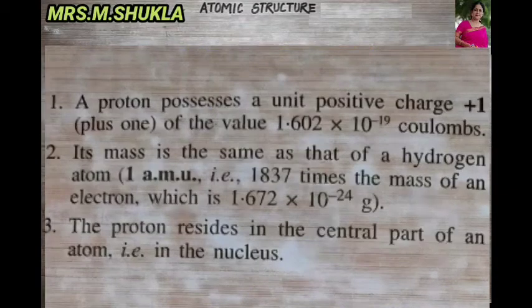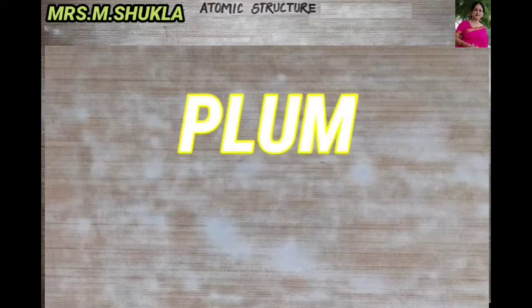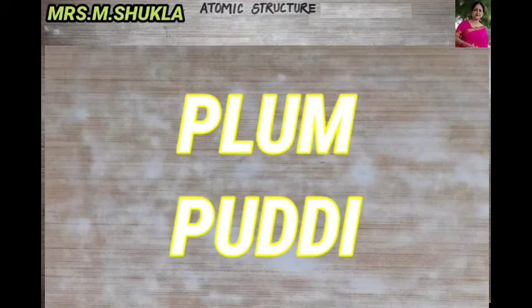Okay, then let's talk about the properties of protons. A proton, it possesses unit positive charge of +1. Its value is 1.602 × 10^-19 coulombs. Its mass is the same as that of hydrogen, that is 1 AMU. Then the proton resides where? In the central part of the atom, where? In the nucleus.